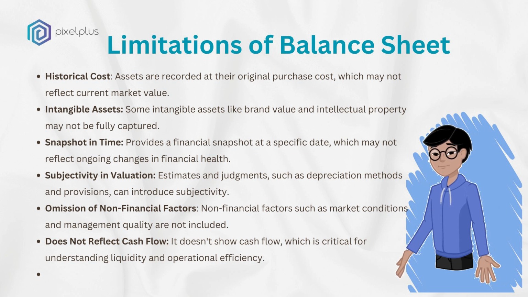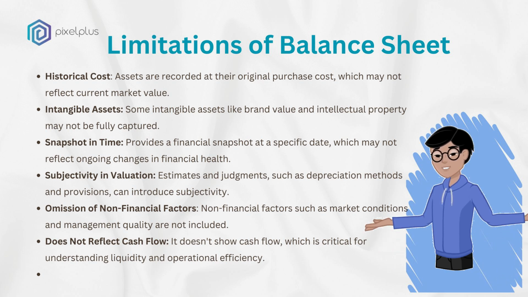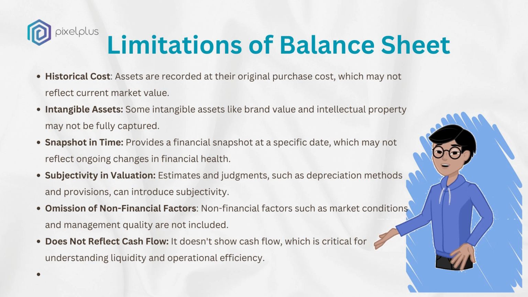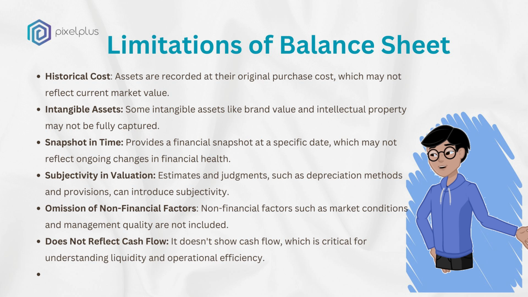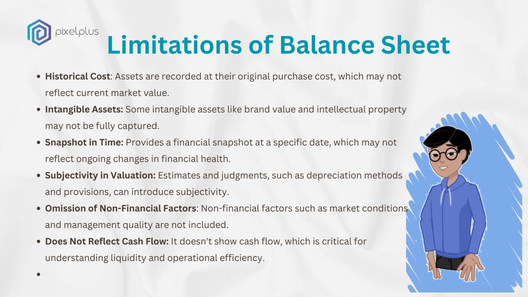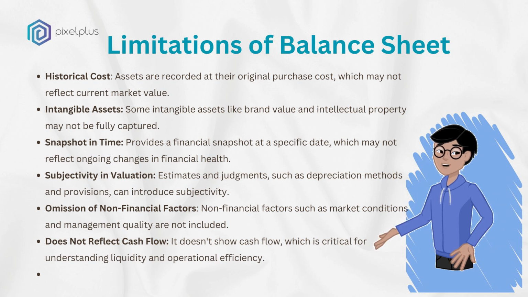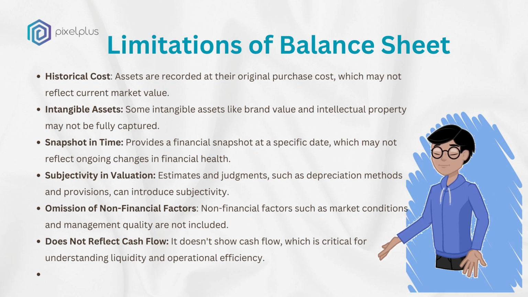Next is the snapshot in time. The balance sheet provides a financial snapshot at a specific date, which may not reflect ongoing changes in financial health. So we can say the balance sheet is not showing us the live figures of the assets or liabilities. We are just getting those figures on the specific date when it was created. So we cannot say that ongoing changes of financial health are reflected in the balance sheet at the same time.